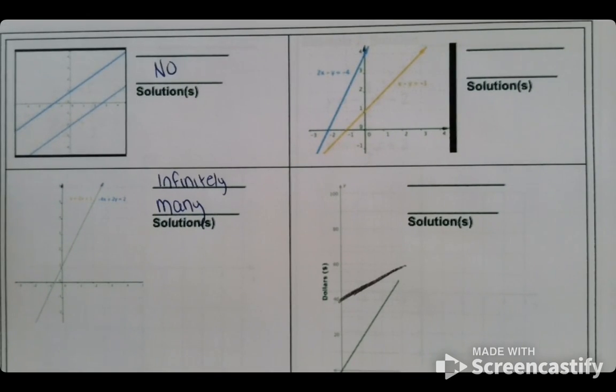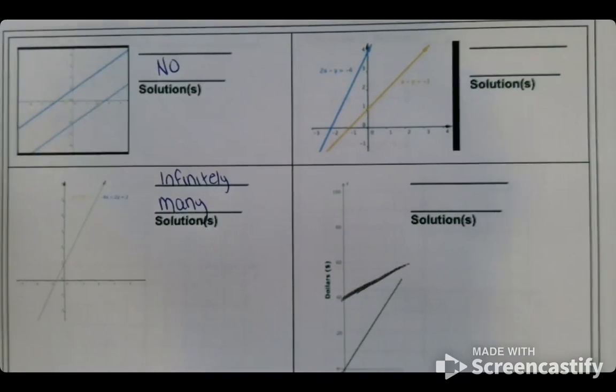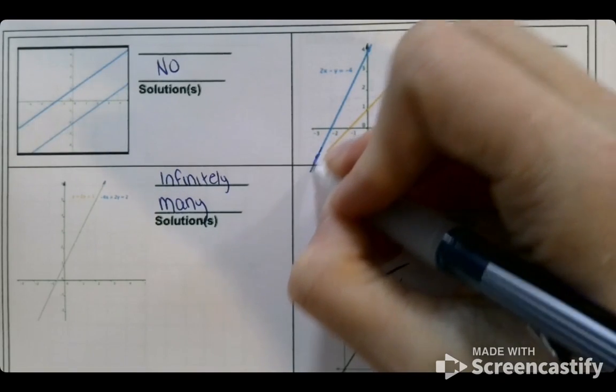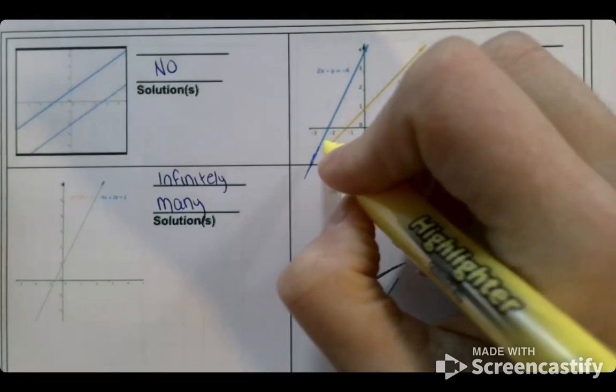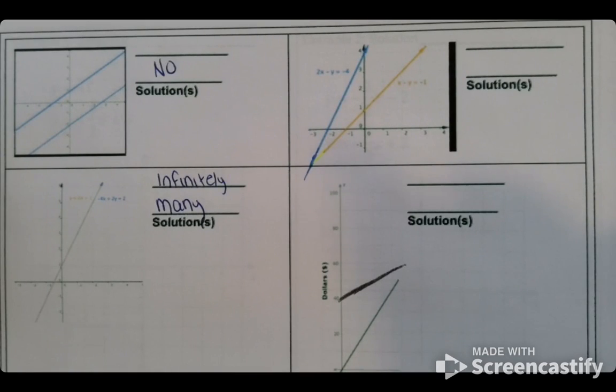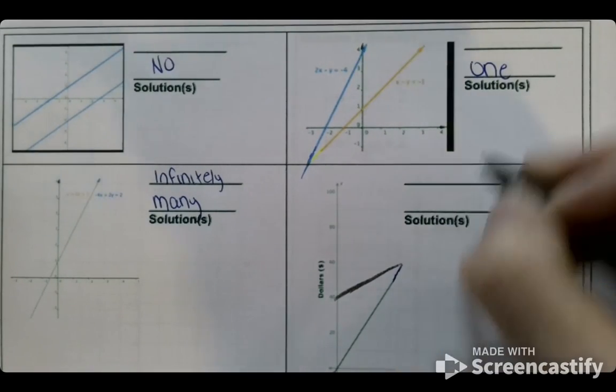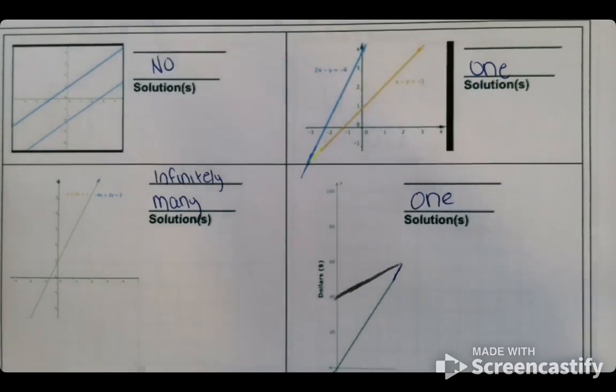What I want you to realize, especially with this one or even that one, is that you don't see any intersections, but if you were to continue this blue line and this yellow line, eventually they would cross. So it's not whether they cross while I'm looking at it, it's whether they actually intersect. So this is one solution, and same thing here. Eventually this would cross, so this is one solution as well.